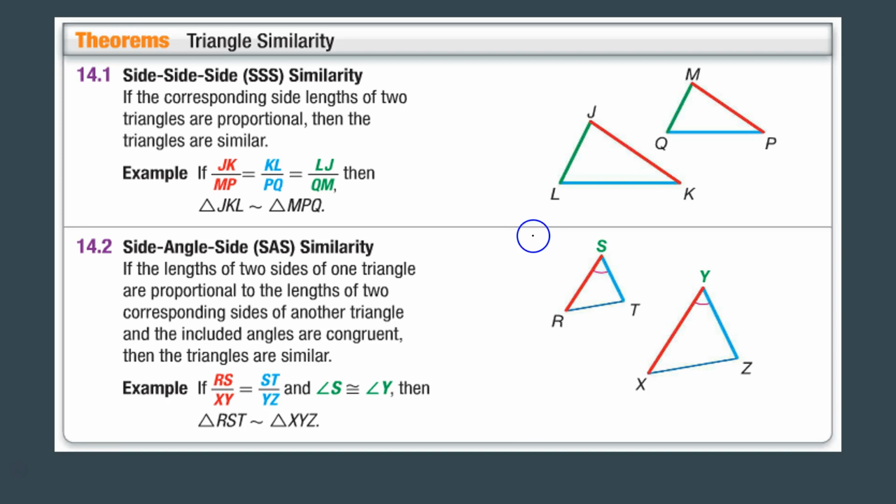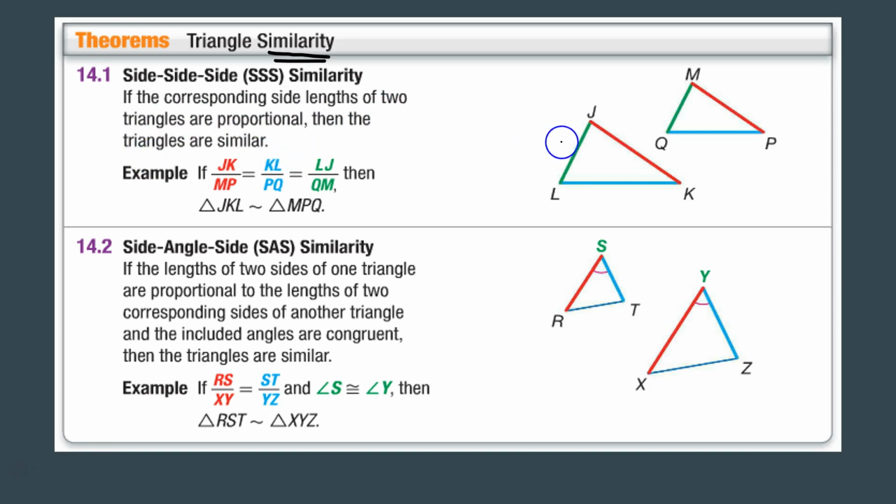Alright, so let's go over our triangle similarities. So side-side-side similarity, or SSS similarity. Notice this sounds like when we were talking about congruent triangles, except now we're talking about triangle similarity. So it's like it, but it's not the same as. So if the corresponding side lengths of two triangles are proportional, then the triangles are similar.